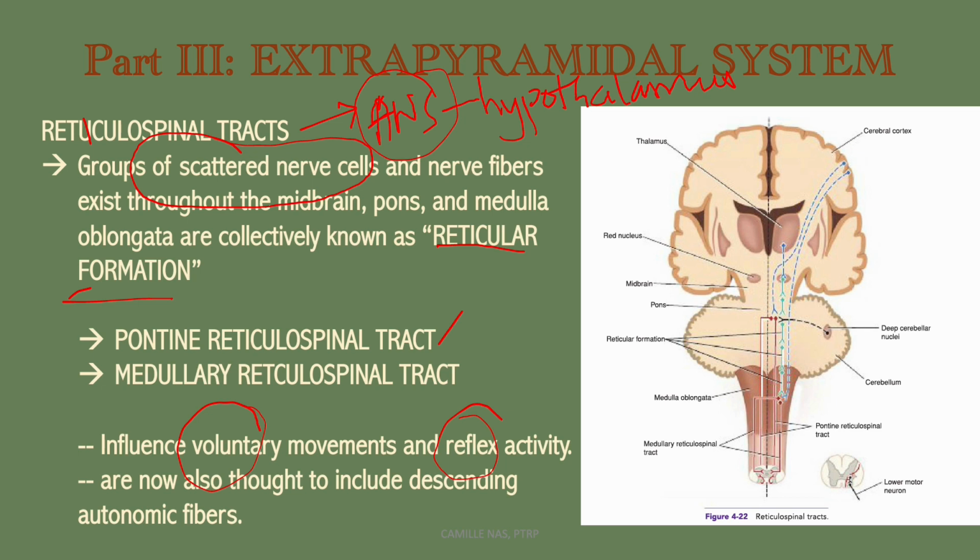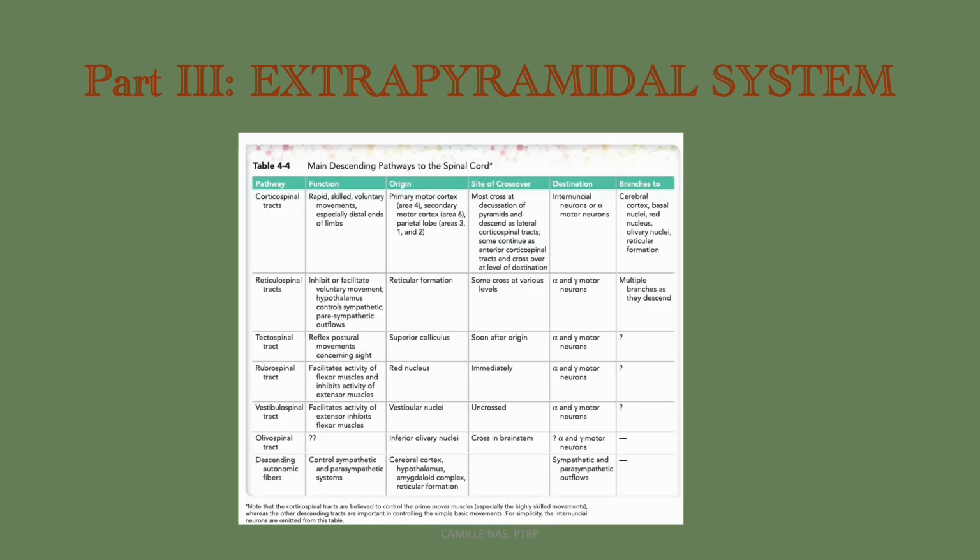Okay, so that would be for your reticular formation. This one, wala masyadong specific na anong muscle group yung mga kinokontrol, no? But this one, voluntary movement, yung kaya nilang i-influence. Plus the reflexes. Plus the ANS. Okay. The parasympathetic and sympathetic outflow. Okay, so this is another table showing you the main descending pathways to the spinal cord. So, extrapyramidal system yung topic natin, so hindi kasama to.